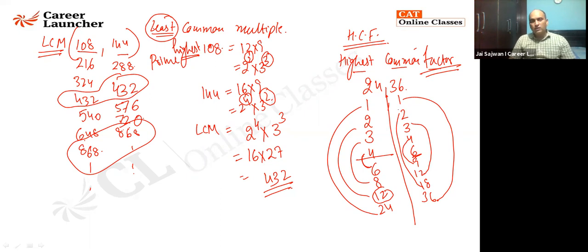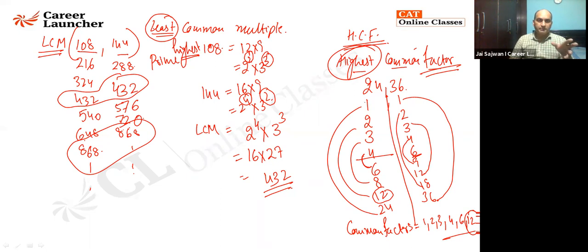Now these are the factors of these two numbers. I want to find out the common ones. What are the common factors? I'll say 1, 2, 3, 4, 6, 12. I want to find out the highest of those common factors. What is the highest number which is common between them? That comes out to be 12. Is that fine? So 12 is the highest common value between them.